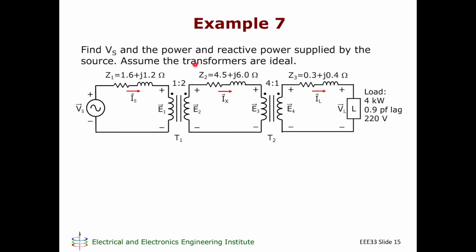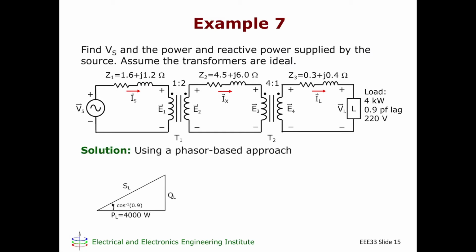Z2 is the impedance of the feeder line that connects transformer T1 to T2. And finally, Z1 is the impedance of the feeder line that connects the source to T1. So let's solve this problem.